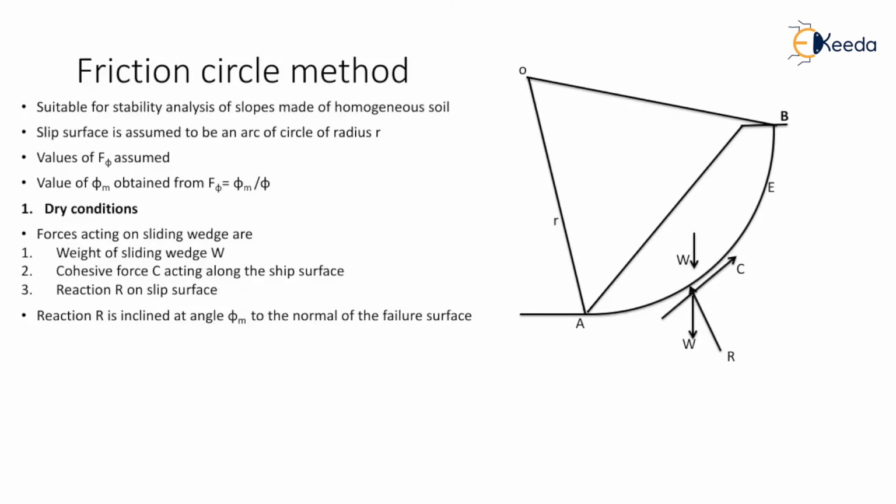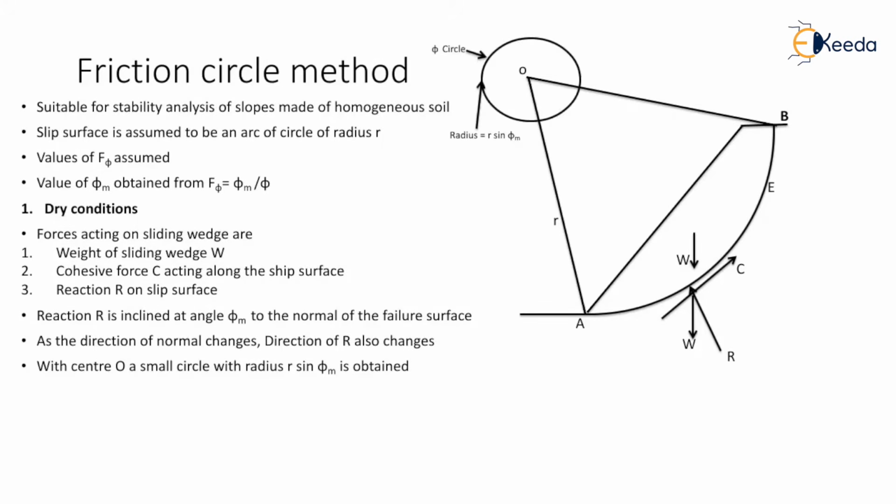Reaction R is inclined at an angle phi m to the normal of the failure surface. So if we draw the normal at the point of contact with the slip surface, it will make angle phi m with the R. As the direction of normal changes along with the curve of the slip surface, direction of R also changes. With center O, a small circle with radius r sin phi m is obtained. So here we have obtained a circle with radius r sin phi m. This circle is known as friction circle.